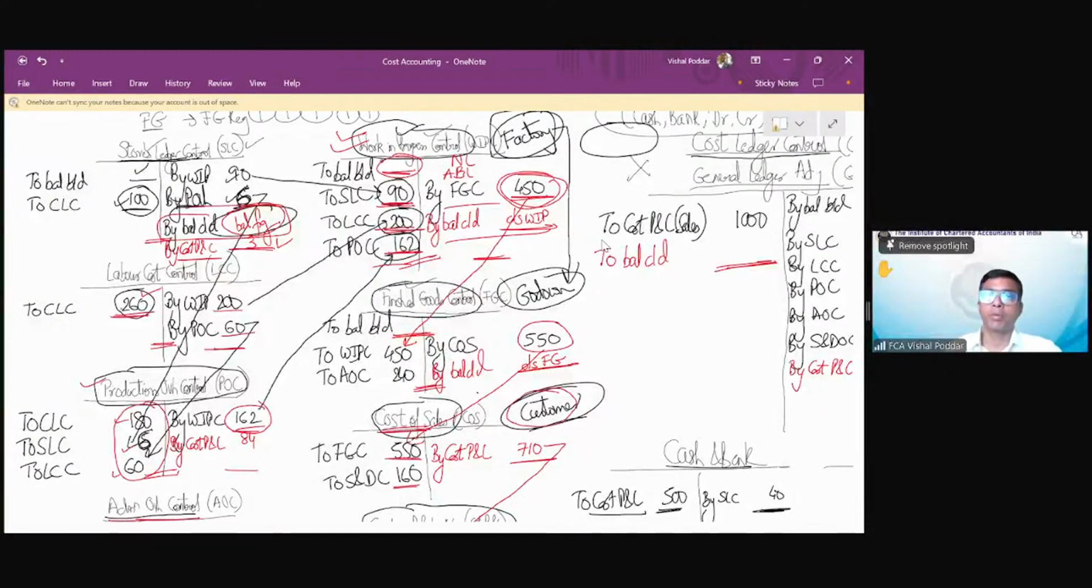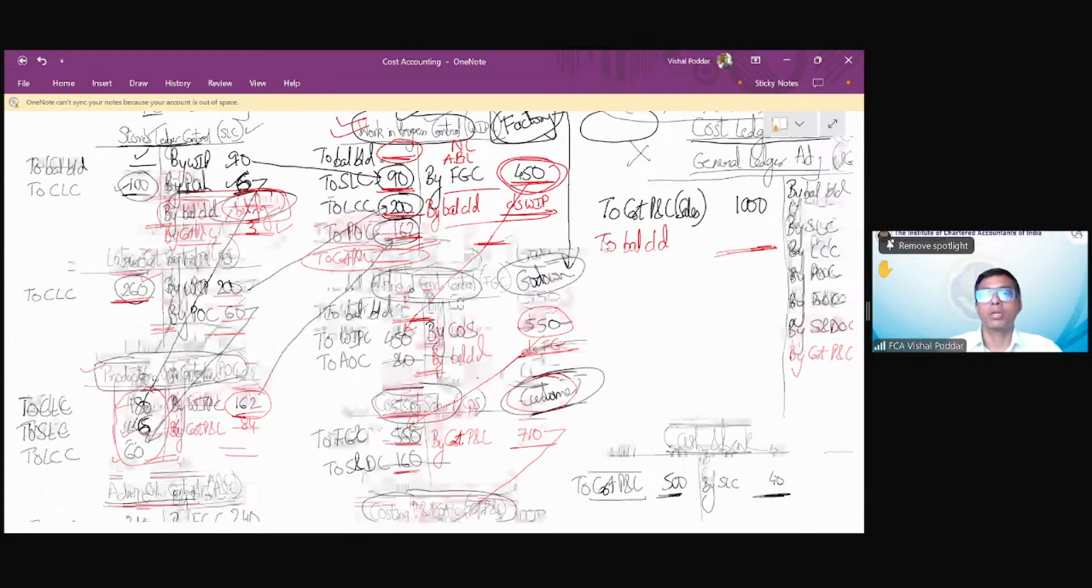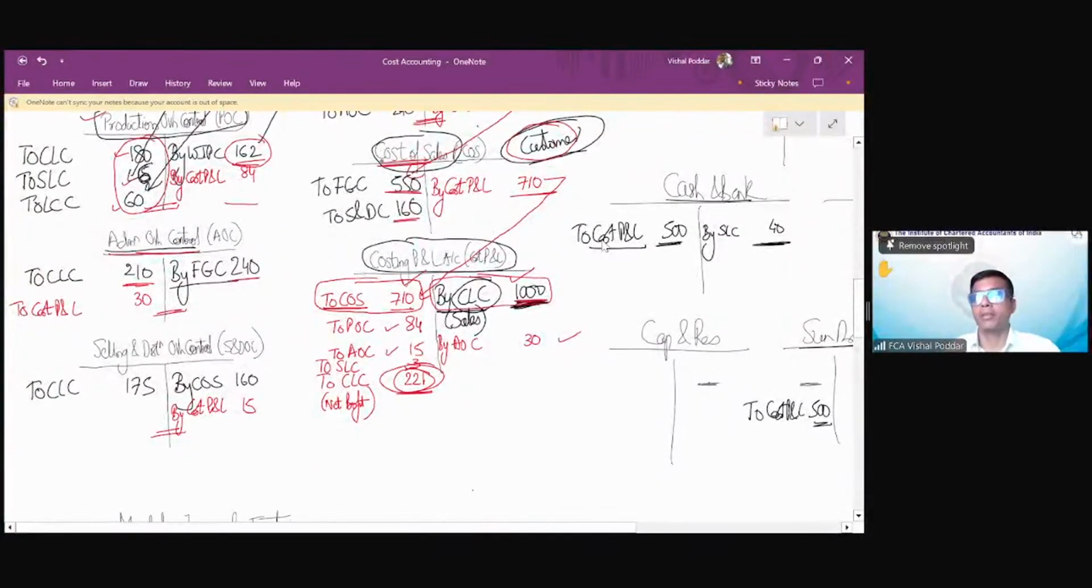Even if there is any abnormal gain, it will be transferred from here to cost P&L, and it will come on the credit side of P&L because it is a gain. So if there is any abnormal item given in the sum, it will go to cost P&L. And then you will do the final balancing. So see, these are the entries that would be given.